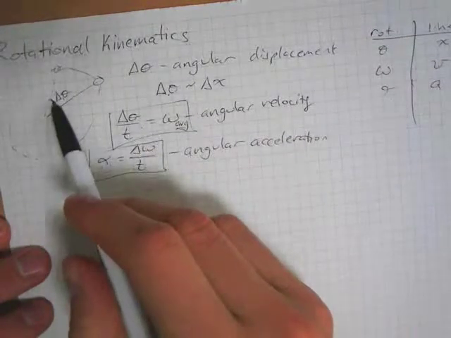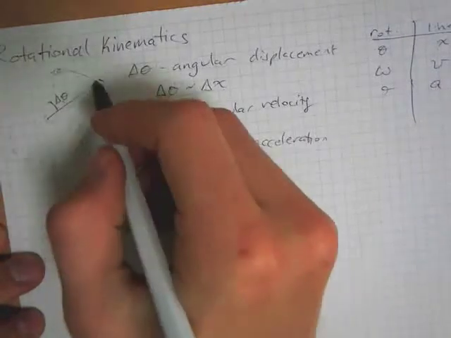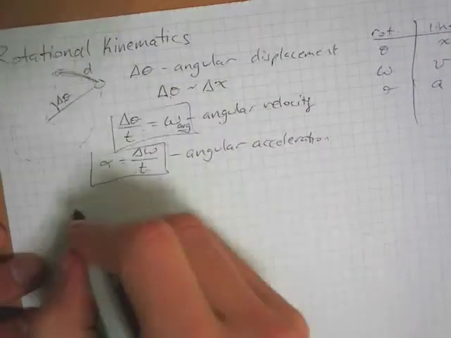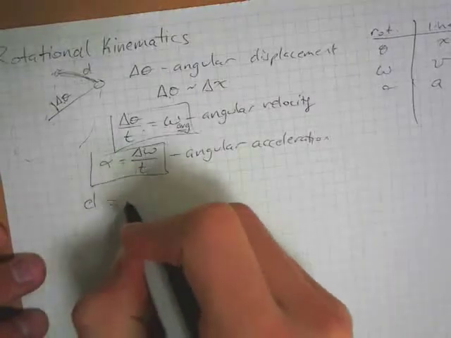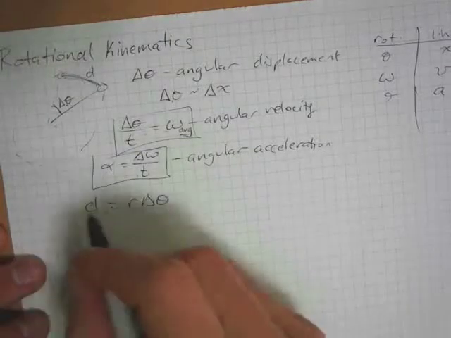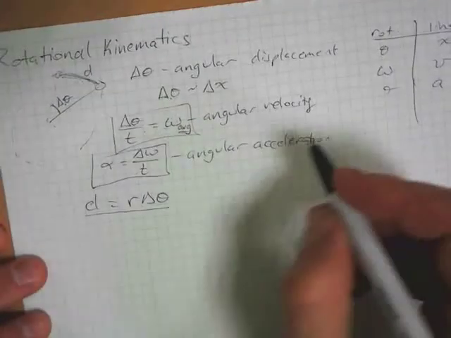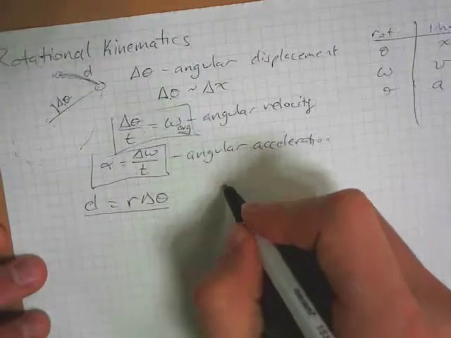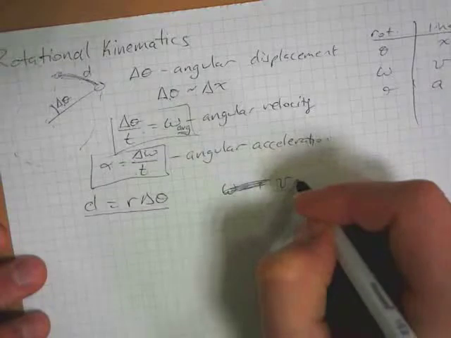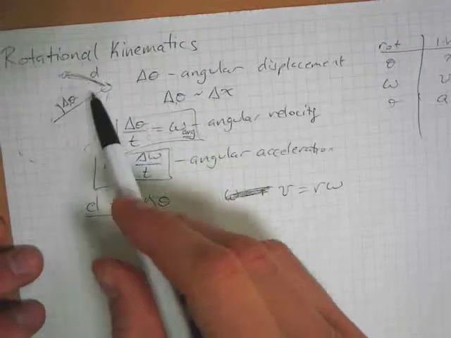We can also note from our little picture here, if this is the distance an object has traveled, by the arc length formula, that distance is equal to r delta theta. So there's this relationship that exists between distance and angle. And then if we divide by t a couple times, we can figure out that there's the same relationship: velocity is equal to r omega, the velocity of the object moving in a circle, or like you could say, a point on a rotating object.